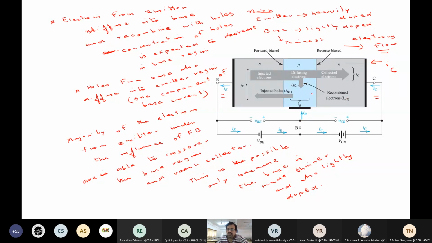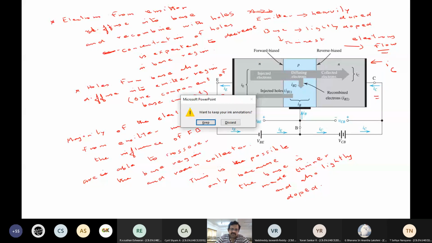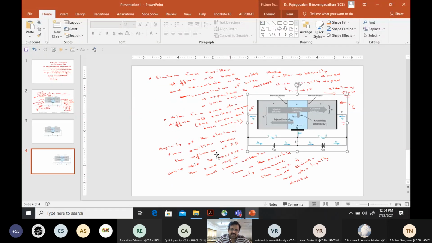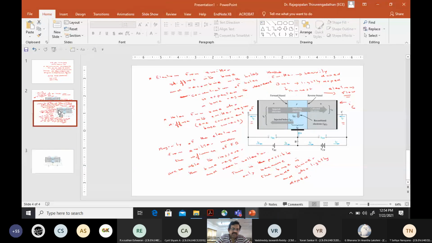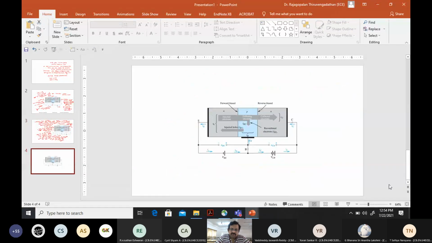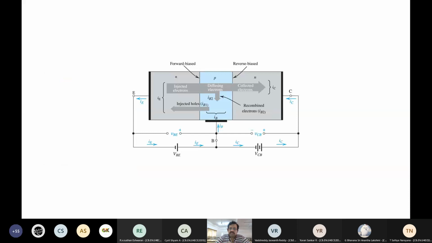Now we are left with only the base current. What is the base current? Base current I already told you. But again I have to make some comment on the collector current. Let me make that comment on the collector current. So before we move into the base current, we will actually get into the collector current definitions.